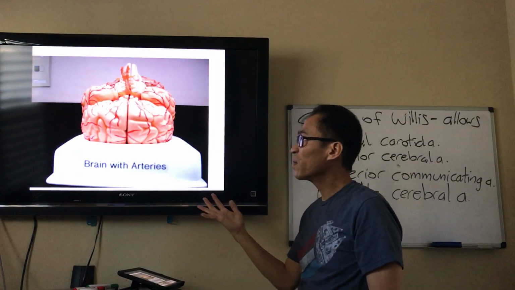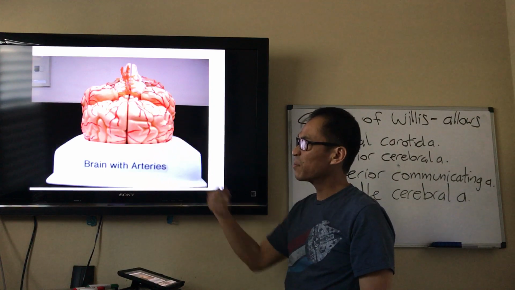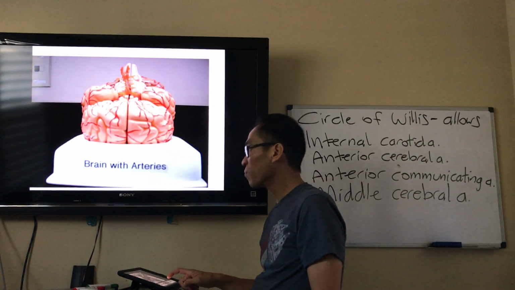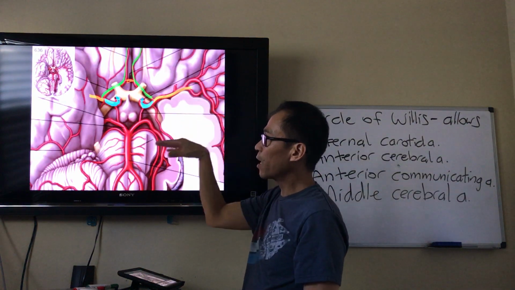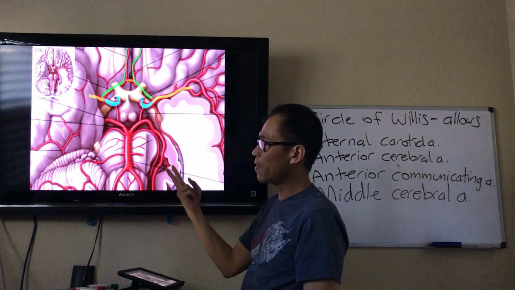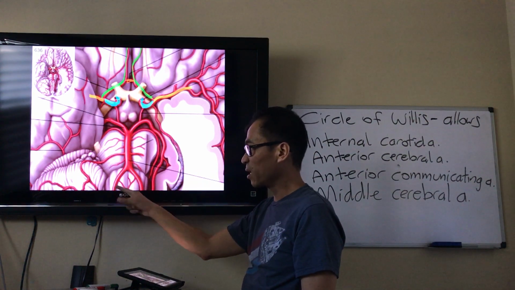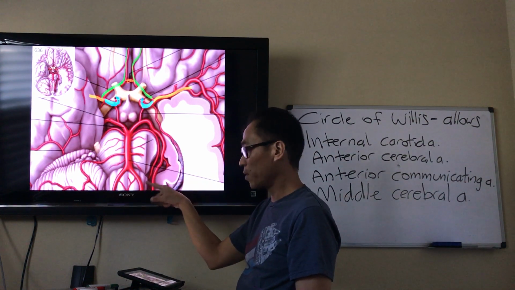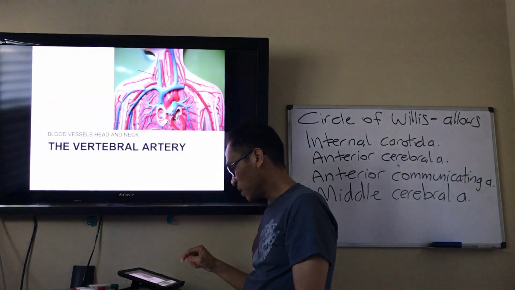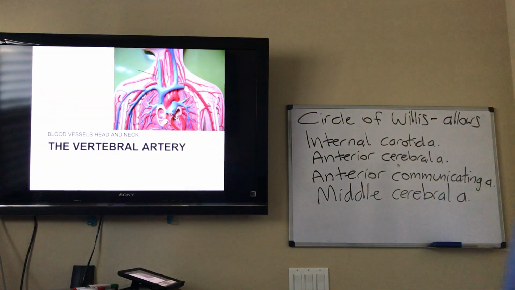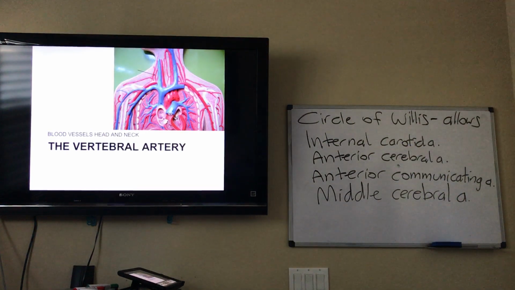There's a model in the room, a brain with arteries, that has some of these things that we're talking about. And remember, we only talked about the top half. I want to talk about the bottom half, but to do that, I have to go all the way back down to the neck and talk about the vertebral artery again, because you see it here. But I want you to see it in the neck first, the vertebral artery. Before I do that, let's take a break. I'm going to take a break, and you can look for part 2 coming up.